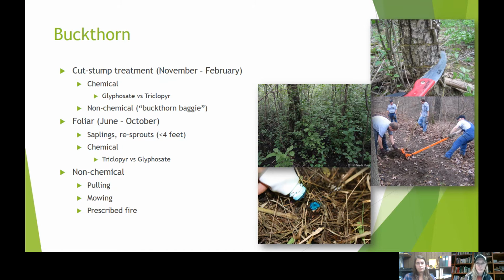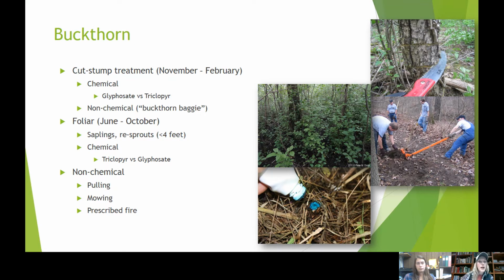But if you're going to cut a stump, it is essential that it is treated. And that's why chemical is so important, because one buckthorn cut stump that was once one tree can turn into 50 resprouts from one base of a stump. So it's essential to do some sort of treatment on cut stumps.